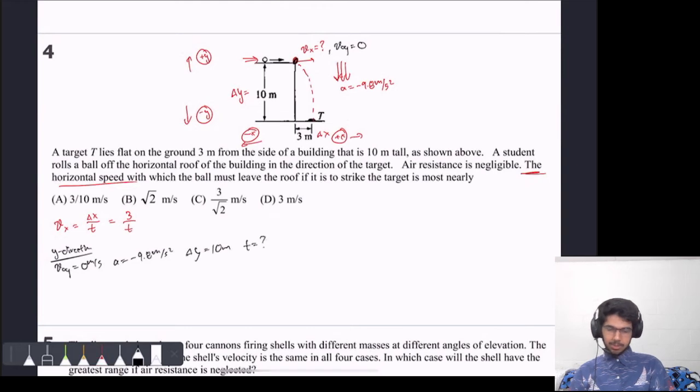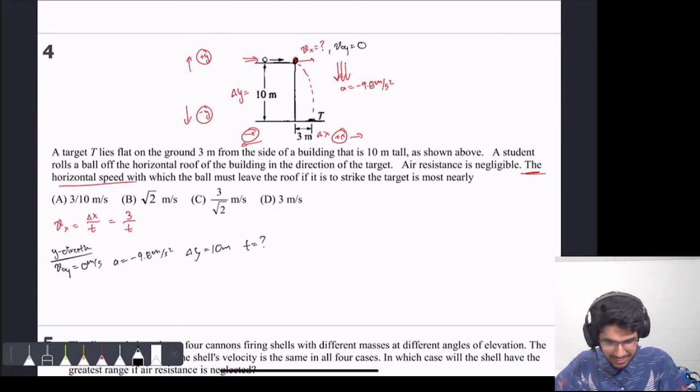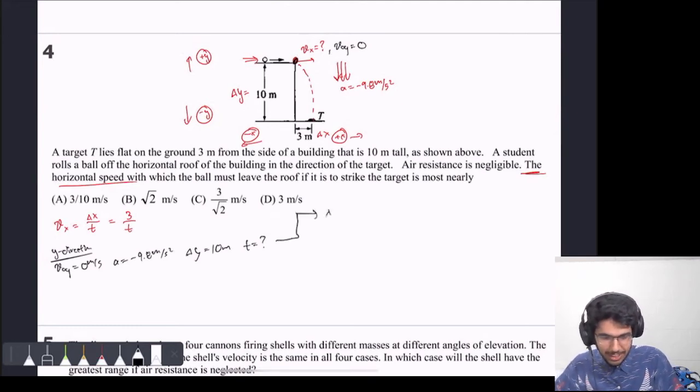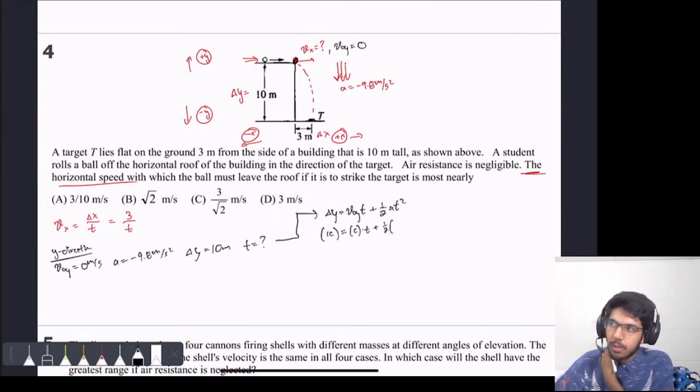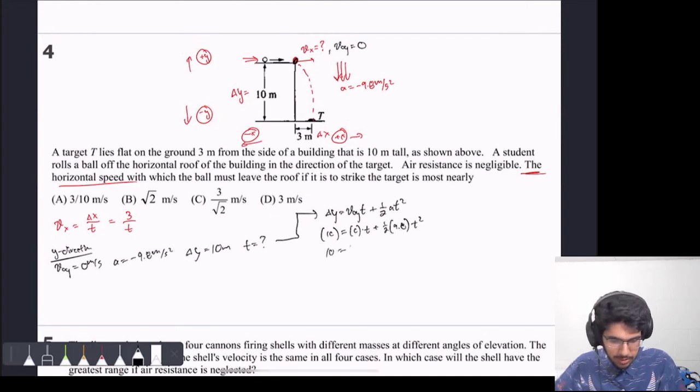And time equals what? So once again, we turn to our favorite kinematic equation. It seems like it's being used all the time. And you guessed it, it's this one. And we're just solving for time. So we can just substitute. 10 equals 0 times t plus 1/2 times 9.8 t squared, right? So 10 is equal to 4.9 t squared.